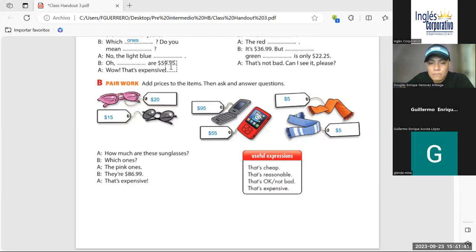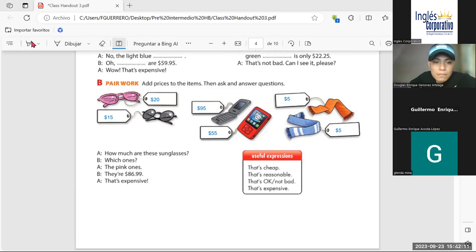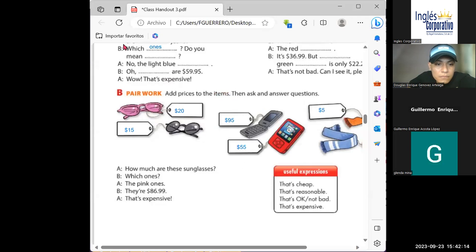Dice, how much are these sunglasses? Y luego la parte de que dice, which one? Volunteers to read this conversation? Okay, Guillermo. Douglas, you are A, and Guillermo, you are B. Okay. How much are these sunglasses? Which ones? The pink ones.